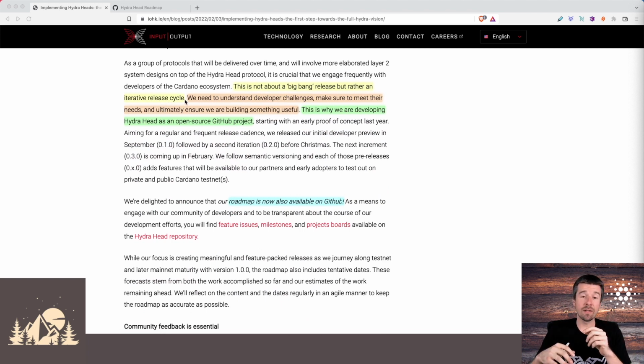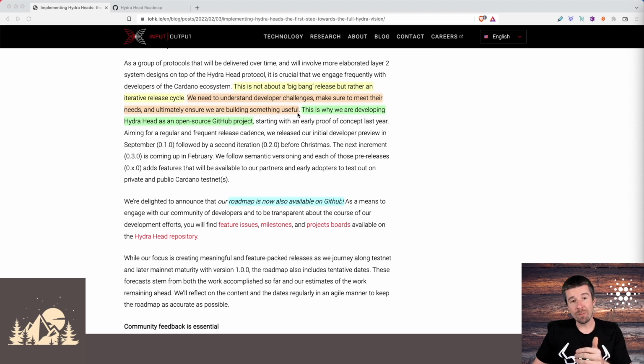And he mentions earlier in the article that initially there were some thoughts on how Hydra was going to be implemented, but as the blockchain matured and the actual usage of it became clear, the needs and therefore the solutions changed along the way. So because of that, they want to understand the developer challenges and make sure that the needs are being met to ultimately ensure that they're building something useful.